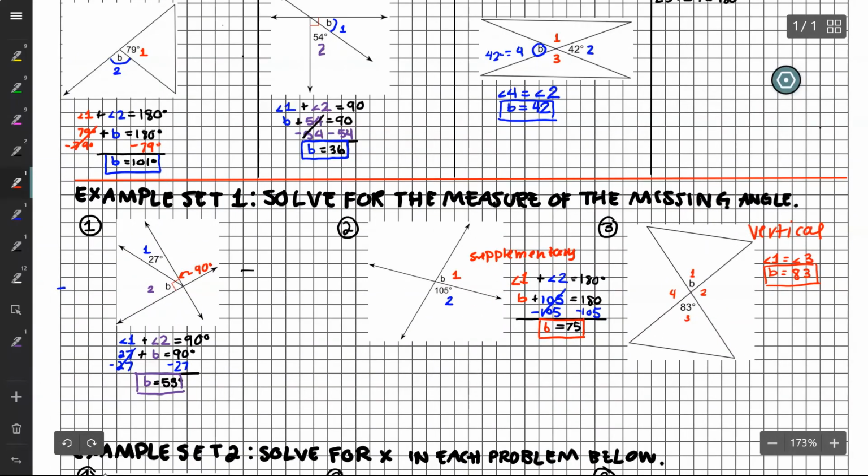All right, so for example set 2, we're going to tie in a little bit more of our algebra skills, and we're actually going to solve for x in each problem. We're going to do the same thing first and identify what kind of angle we have. This one was complementary.